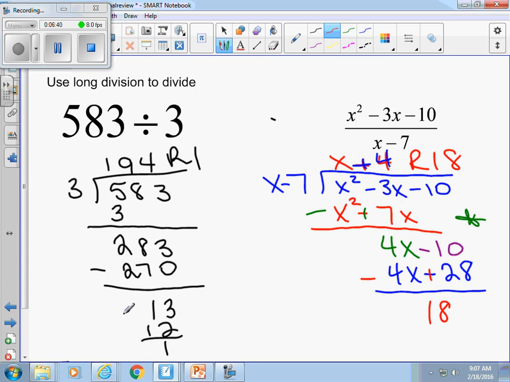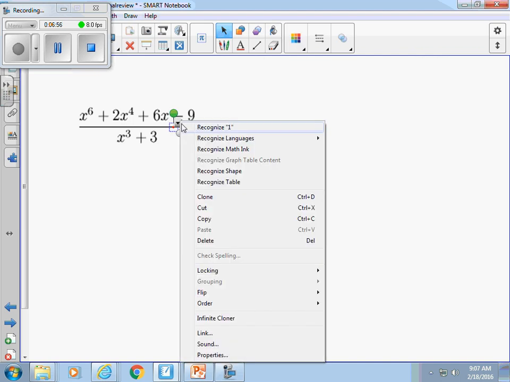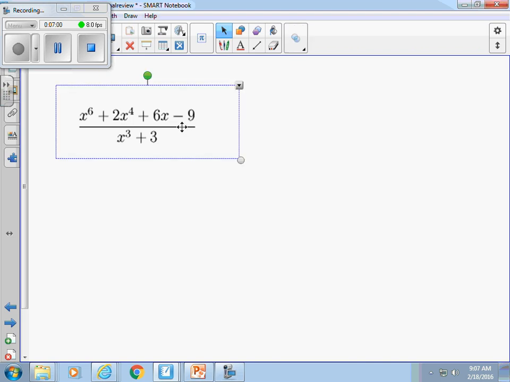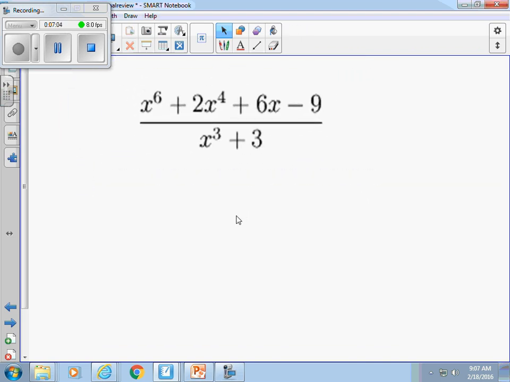Isn't it really the same thing as we did over here? Same exact steps, just with some x's in them. So let's try this one. Now, again, I don't think I'm going to do synthetic division today, just because we won't have time today and we need one option that works. But I will tell you that synthetic division would not work on this.